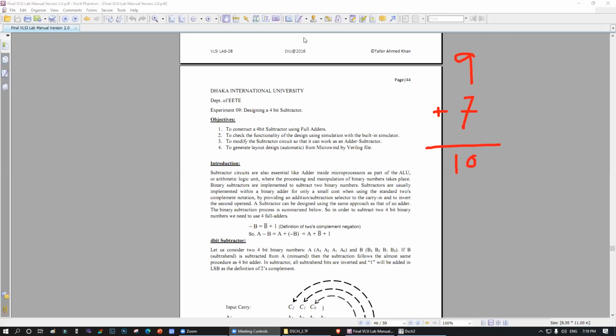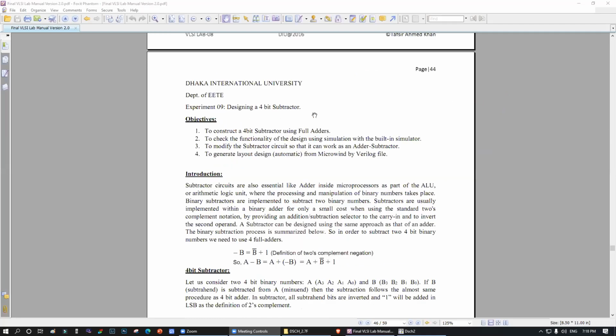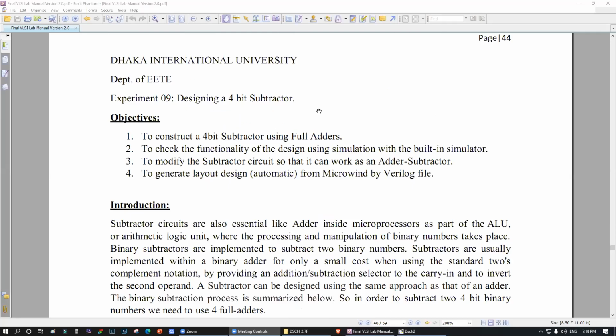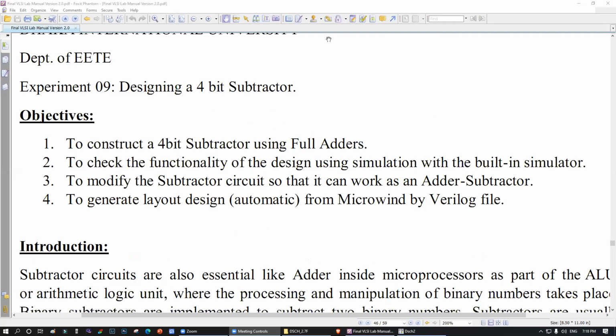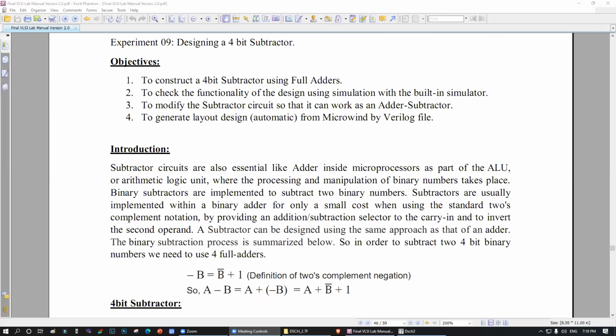Now we are going to do the subtractor. Subtractor means you can subtract. Now again, this is exactly the same thing, but the logic is different. Now, how do computers subtract? Can anyone explain? Can anyone give me the idea how computers do that?